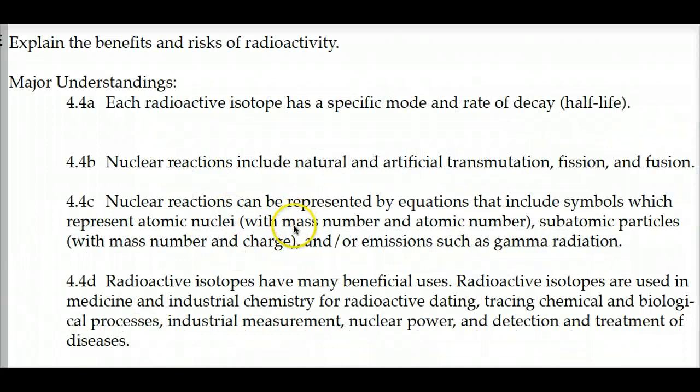And here are some other pieces from the New York State curriculum. Each radioisotope has a specific mode and rate of decay. Nuclear reactions include natural and artificial transmutation, fission and fusion. Nuclear reactions can be represented by equations that include symbols which represent atomic nuclei with mass number and atomic number. And they can have emissions such as gamma radiation. Radioactive isotopes have many beneficial uses. Radioactive isotopes are used in medicine and industrial chemistry for radioactive dating, tracing chemical and biological processes, nuclear power, detection, and treatment of diseases.